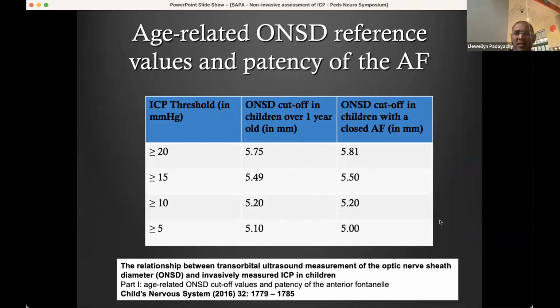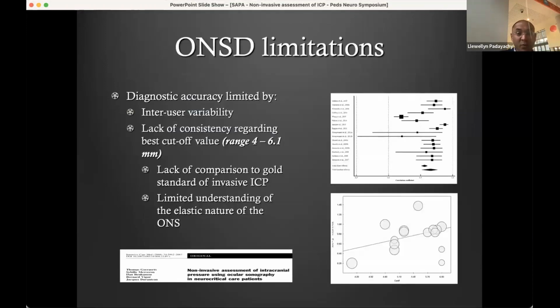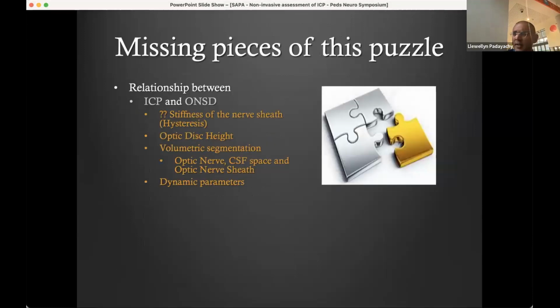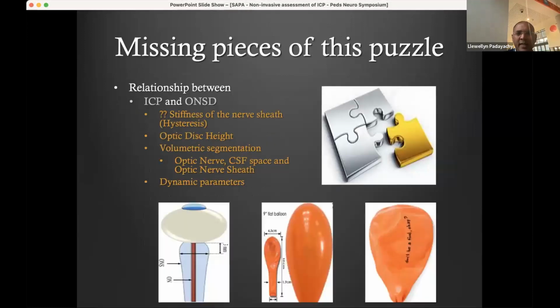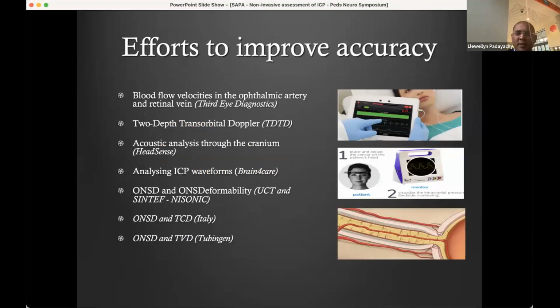The difficulty is, what is that absolute cutoff? It differs between patients. And that's something we've shown, or at least has been shown in a number of systematic reviews. So there is some difficulty in terms of standalone and cutoff values.